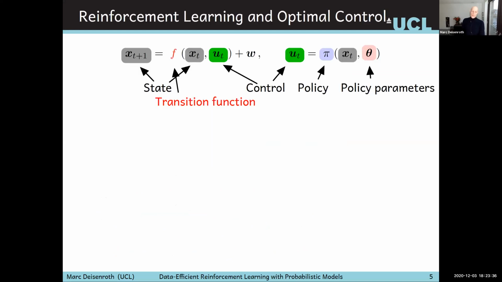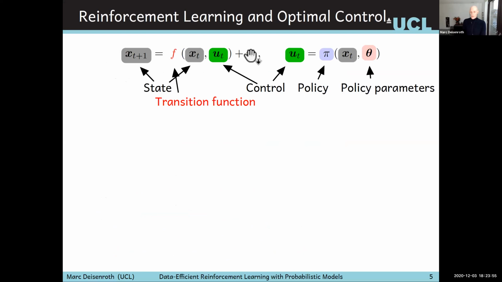So we are looking at the following problem. We're looking at a state evolution. The state of the system, the robot, that could be, for example, position and velocity at time step t+1, is a function of the state at time step t and a control signal. And there may be some additive noise.